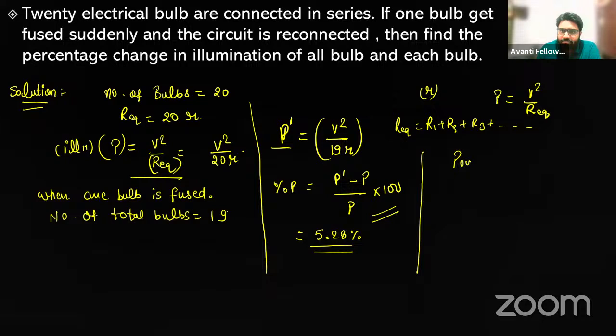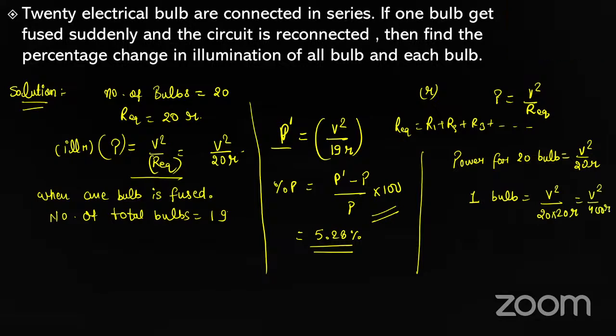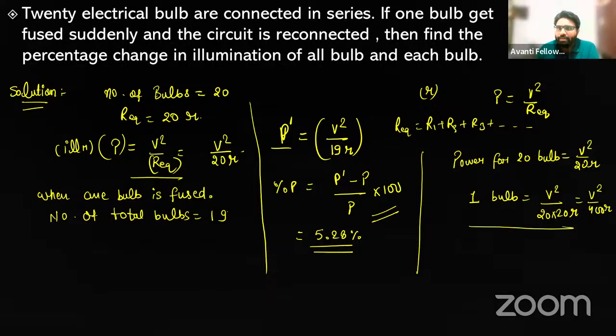Power for 20 bulbs. Initially everything is fine. Before getting fused, it is V square by 20R. So what will be the power for one bulb? V square upon 20R, just divide by 20. We do it like this, right? V square upon 400R. This is the power for an individual bulb before the bulb is fused.